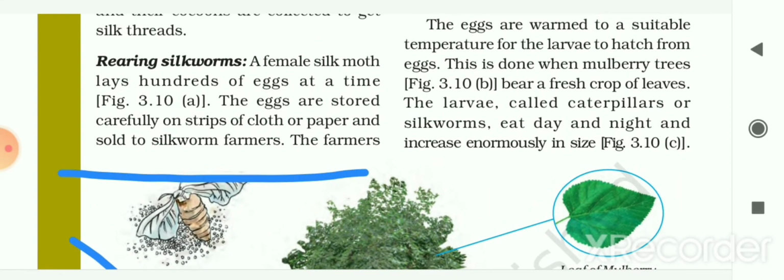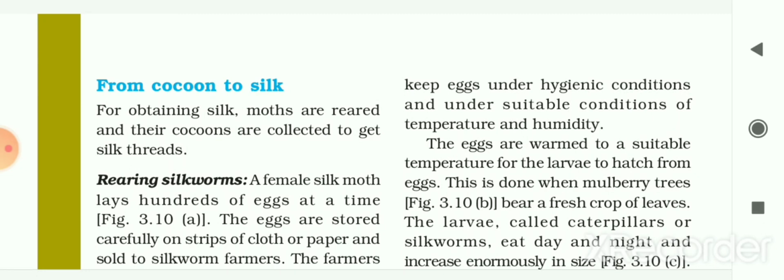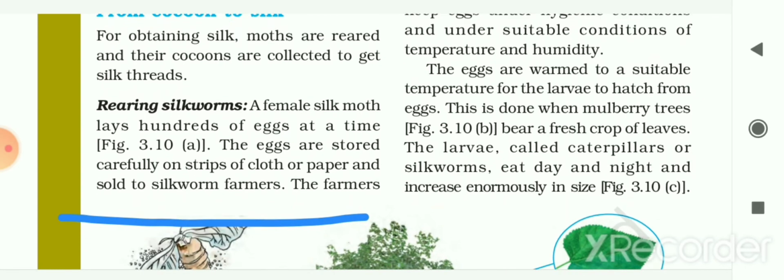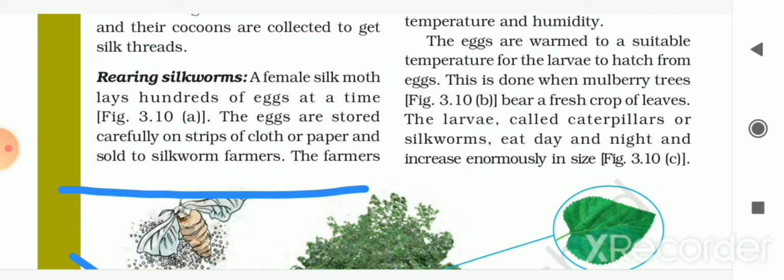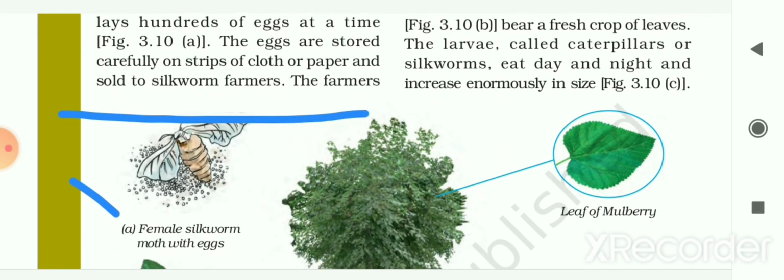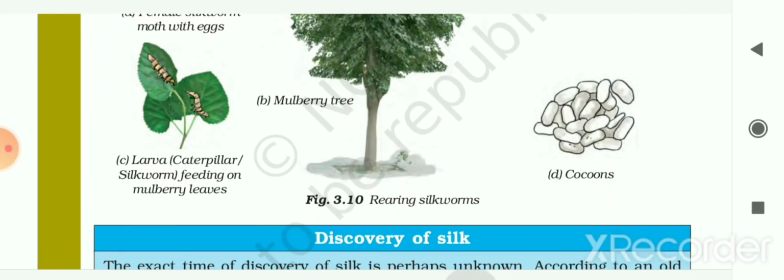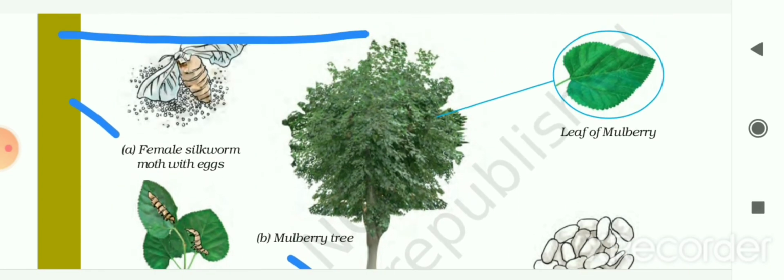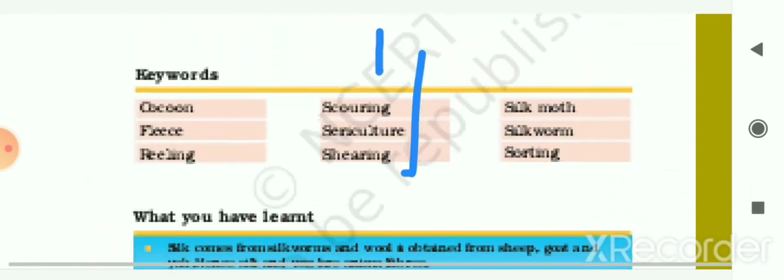Then the farmers keep the eggs under hygienic conditions and under suitable conditions of temperature and humidity. The eggs are warmed to a suitable temperature for the larvae to hatch from the eggs, and this is done when mulberry trees bear a fresh crop of leaves. Here in the figure, the mulberry tree is shown to you, and here the leaf of the mulberry tree is shown to you.